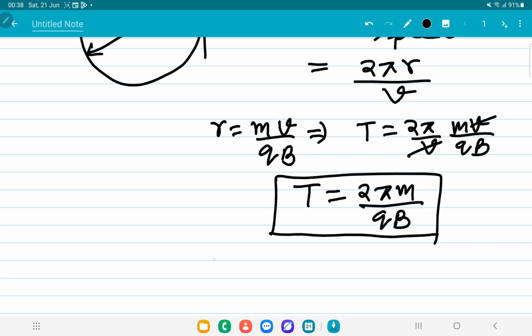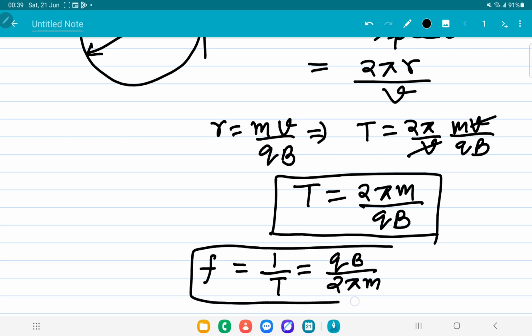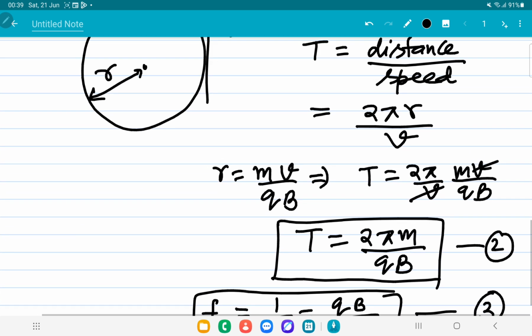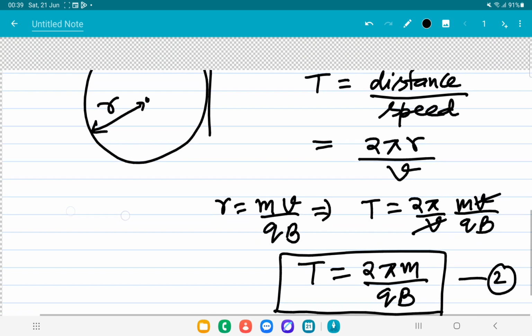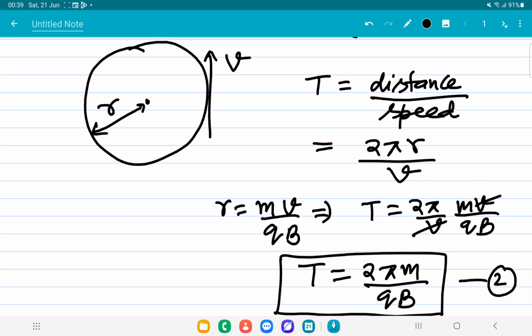If we wish to know the frequency, frequency implies the number of rounds that it will complete along the circular path in 1 second. So frequency is the reciprocal of the time period, it would be qB upon 2 pi m. So this is our equation number 2, this is our equation number 3, and the earlier equation of radius is actually equation number 1. So we have arrived at 3 important results corresponding to this case.